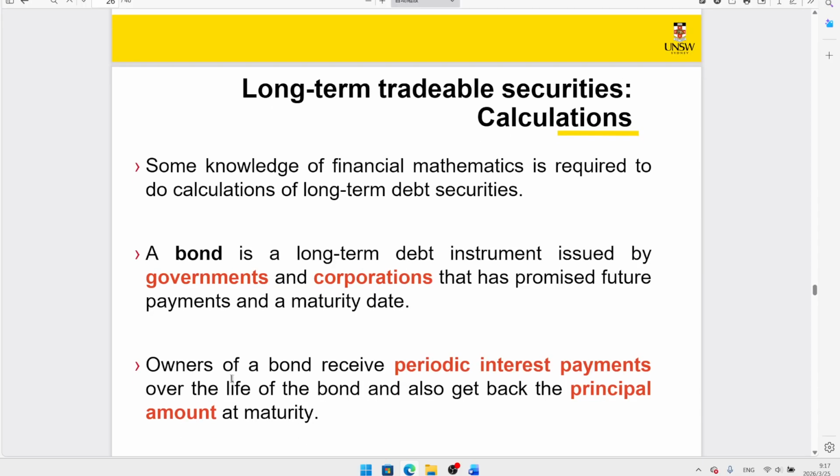So next part, we need to introduce the calculation of the long-term tradable securities, because only the tradable ones need to be calculated. For the non-tradable ones we do not need to calculate the amount. Yes, we still need the amount in the balance sheet.